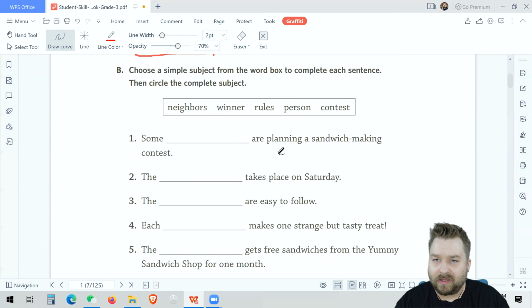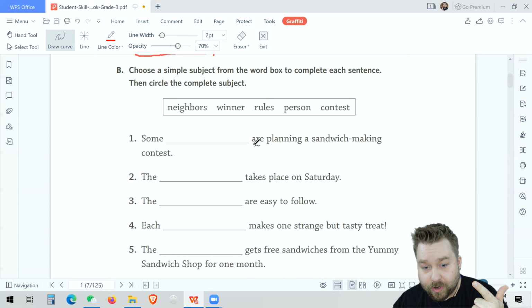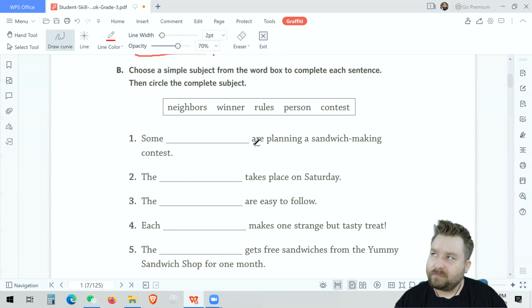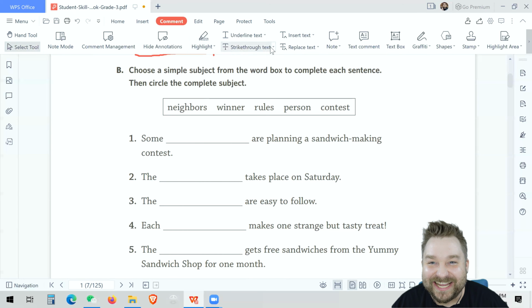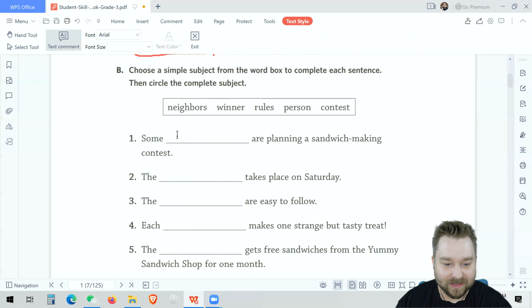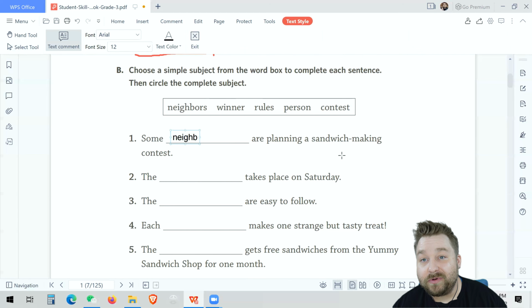Some what? Which one of these words? We have neighbors, winner, rules, person, and contest. So some means how many? More than one, right? I have some stuff. I have more than one thing. So which of these words is more than one? Neighbors. Yeah, neighbors. I'm not going to handwrite it, so I'll type it in there. Some neighbors are planning a sandwich making party. That makes way more sense.